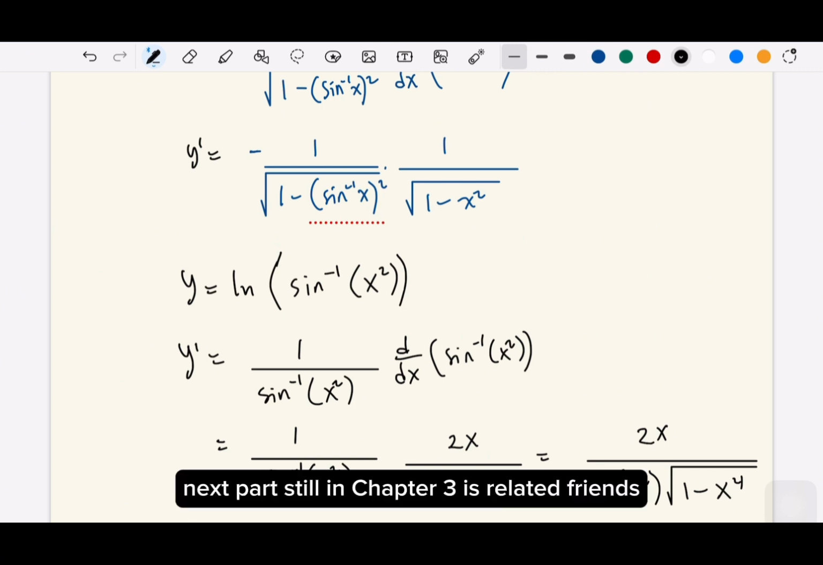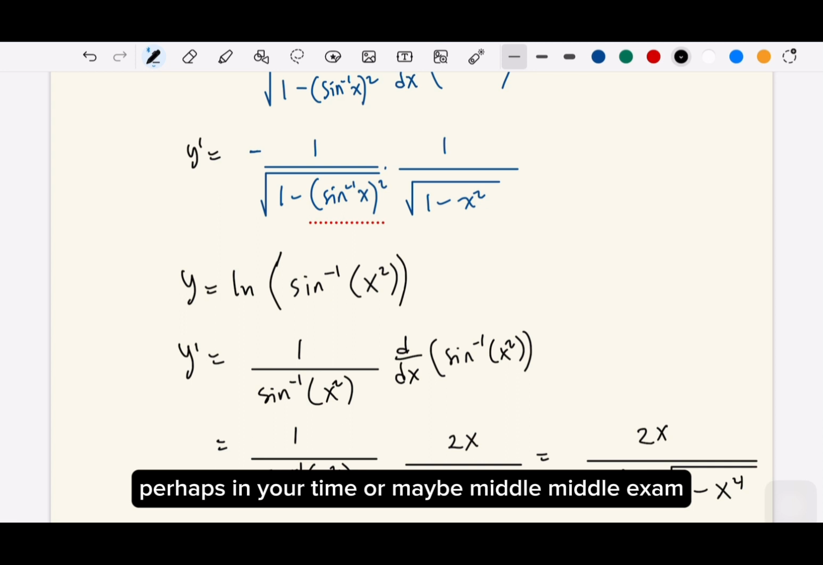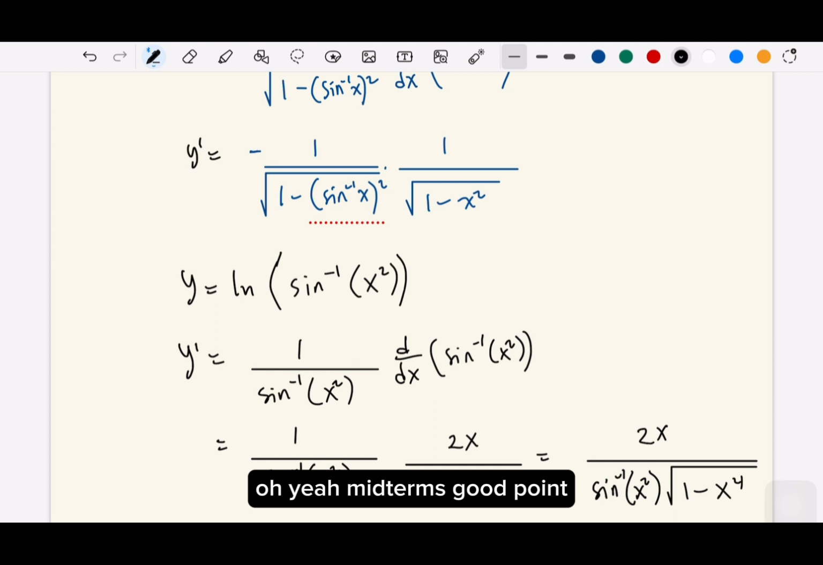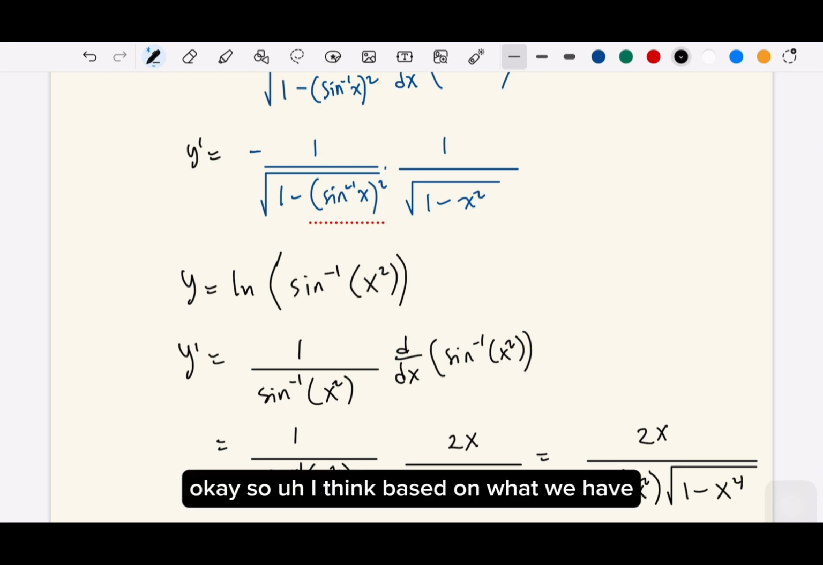The next part, still in chapter 3, is related rates. Not included in your quiz, but perhaps in your final, or maybe the midterm exam. What is the midterm? Oh yeah, midterm. Good point. Let me check the schedule. Okay, so I think based on what we have.